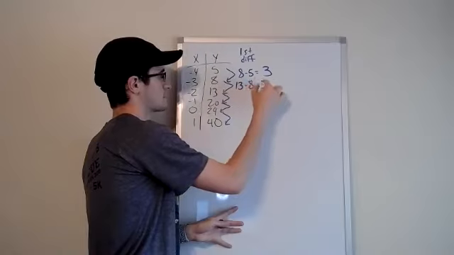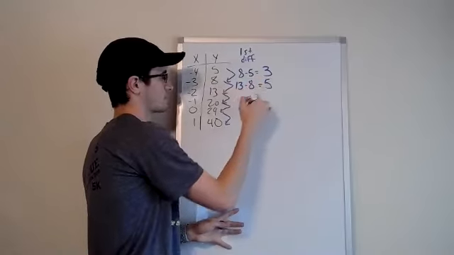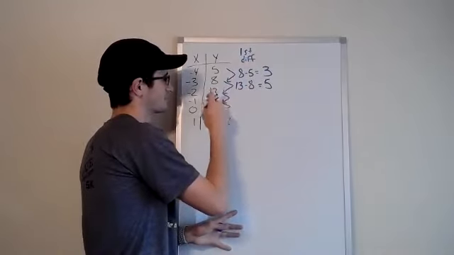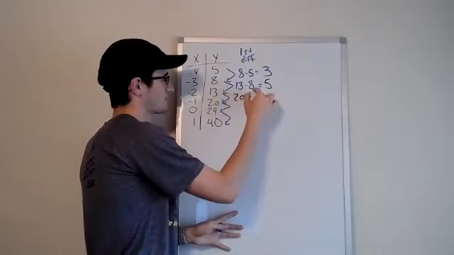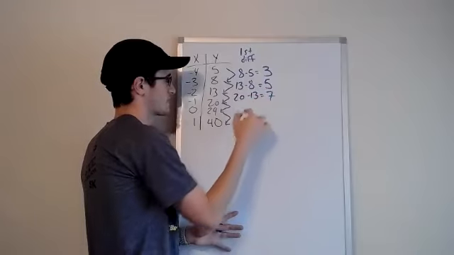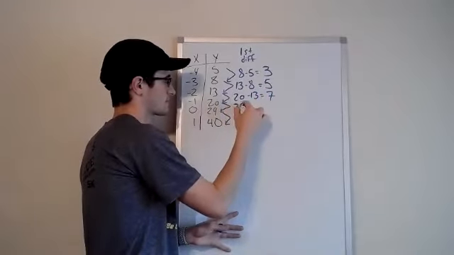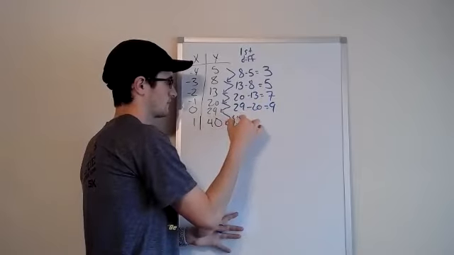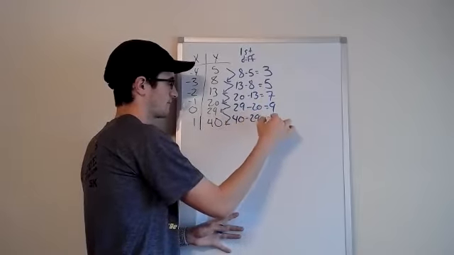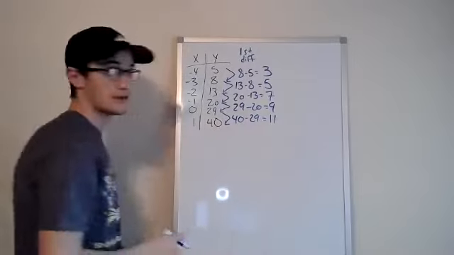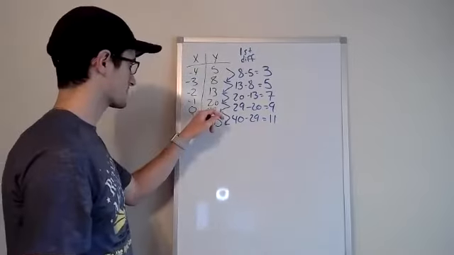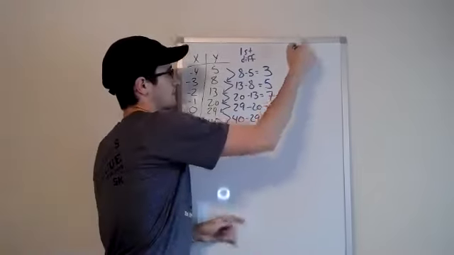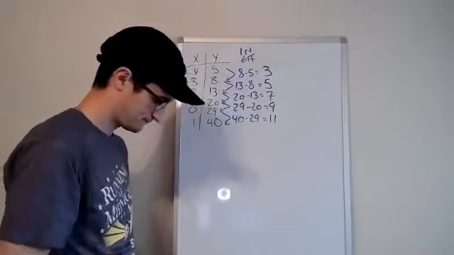13 minus 8 is my second difference. Or sorry, for the second pair, my first difference for the second pair. 20 minus 13, 7. 29 minus 20, 40 minus 29. Okay, you have to subtract the first from the second, and then that'll give you your first difference. Now let's move on to the second difference.